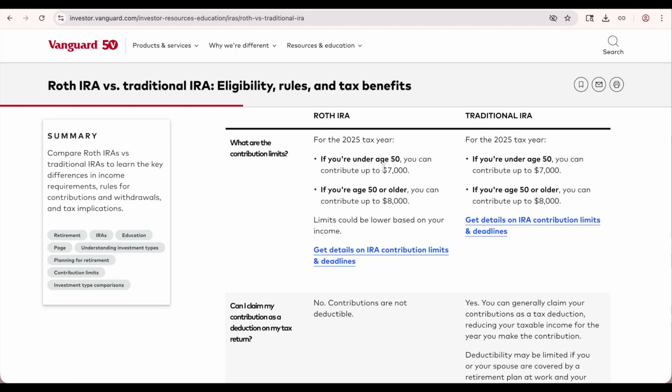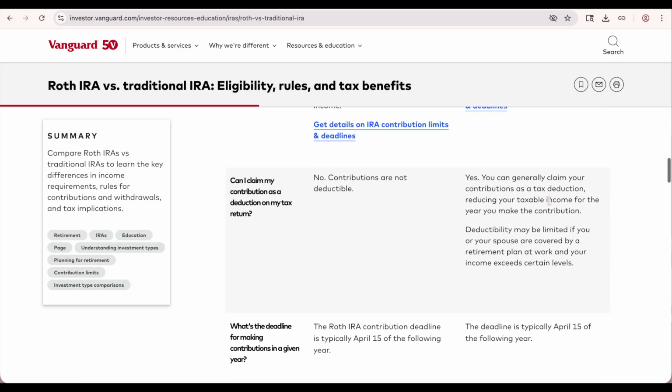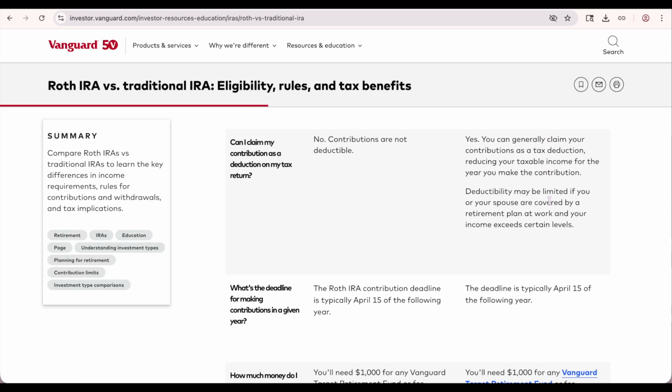So again, if you're under the age of 50, you can contribute up to $7,000 with your Roth IRA. If you're 50 or older, you can contribute up to $8,000. Now, on the traditional side, if you're under the age of 50, kind of the same thing, $7,000, and 50 and over, $8,000. And then scrolling down is also presenting the question on whether or not you can claim these contributions as a deduction on your tax return.